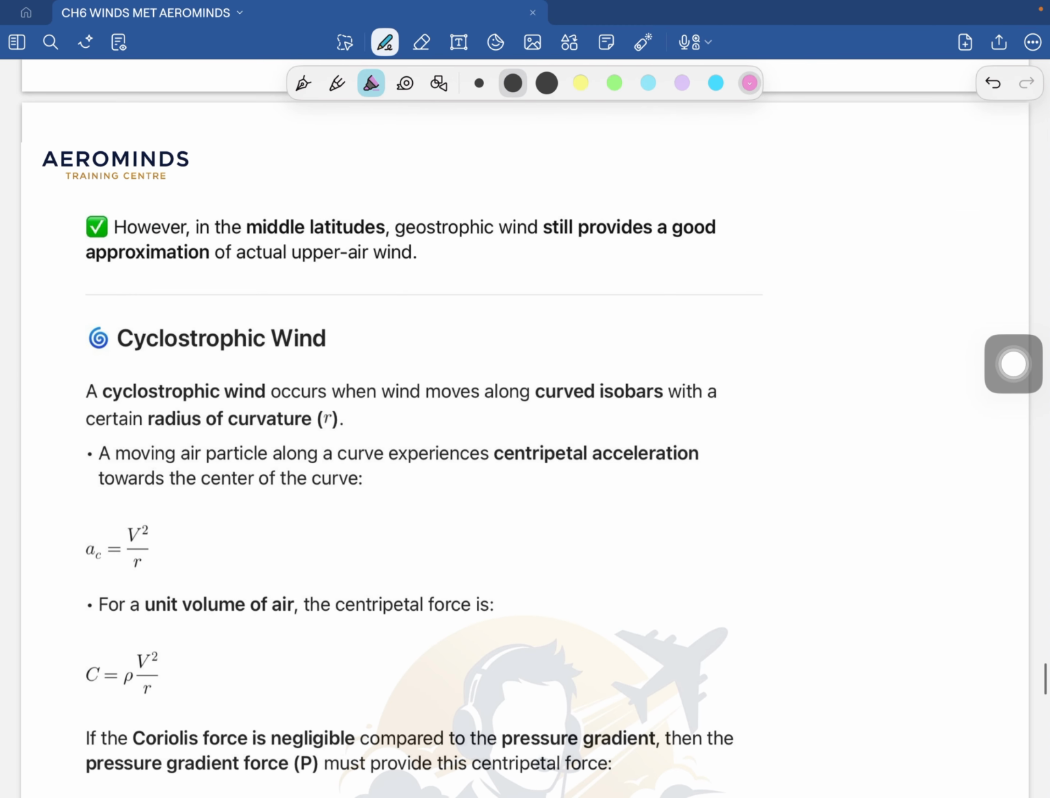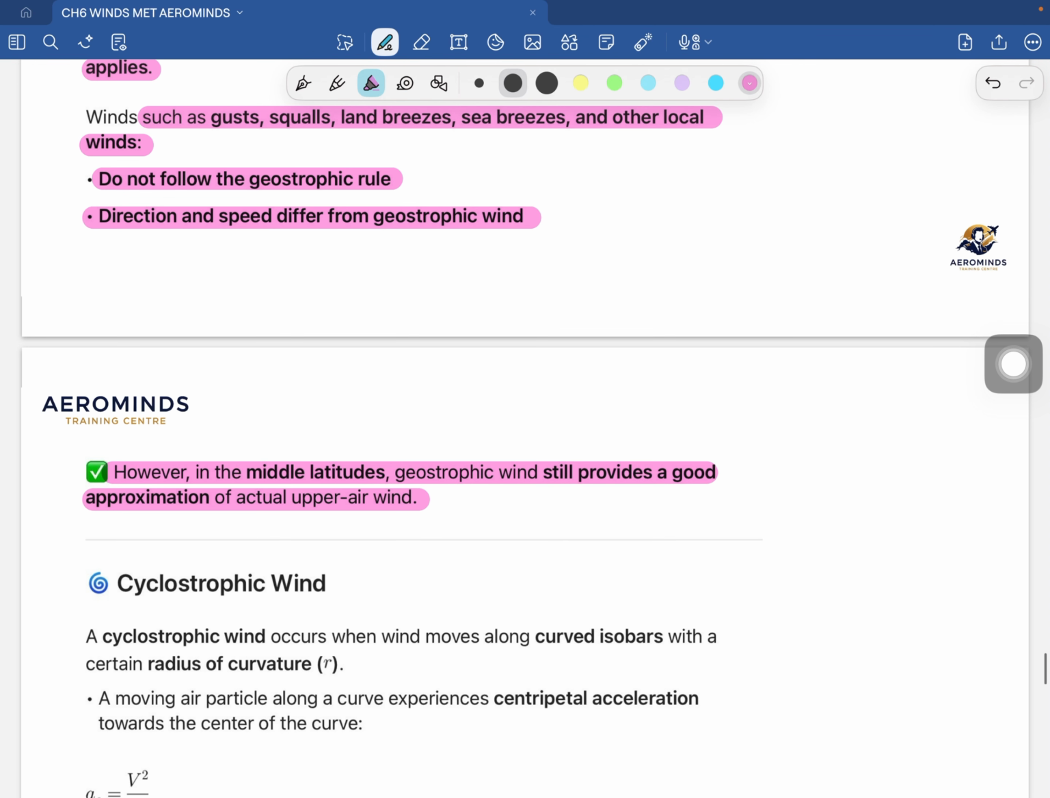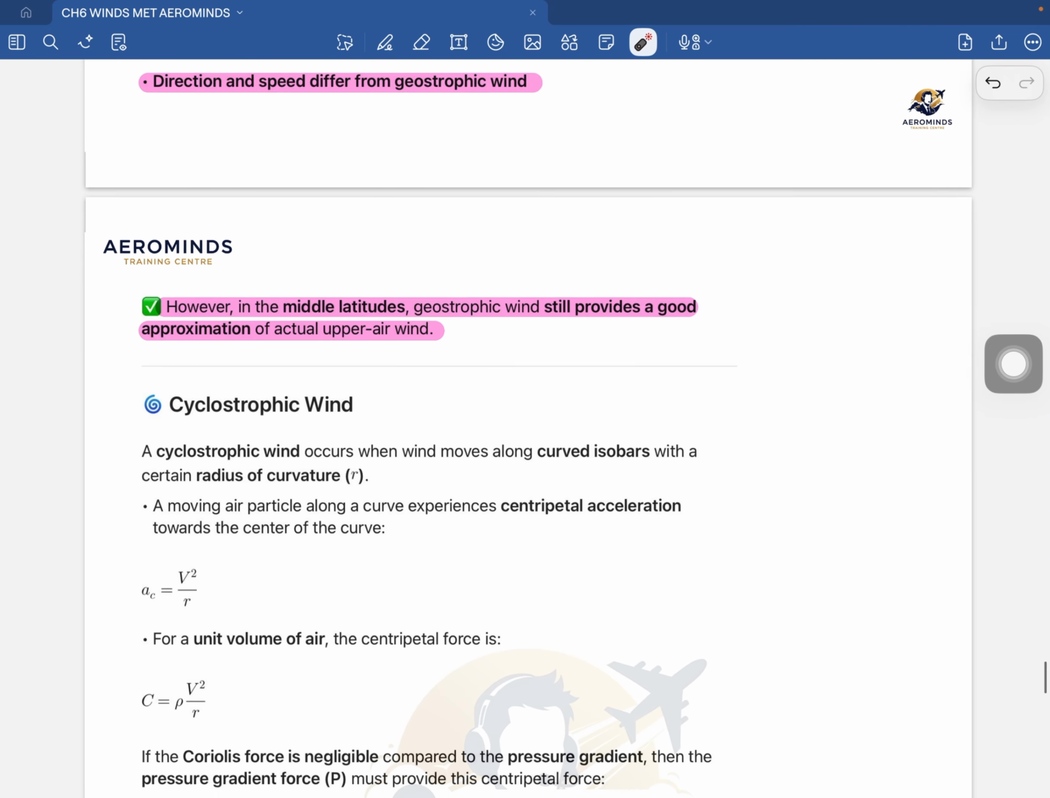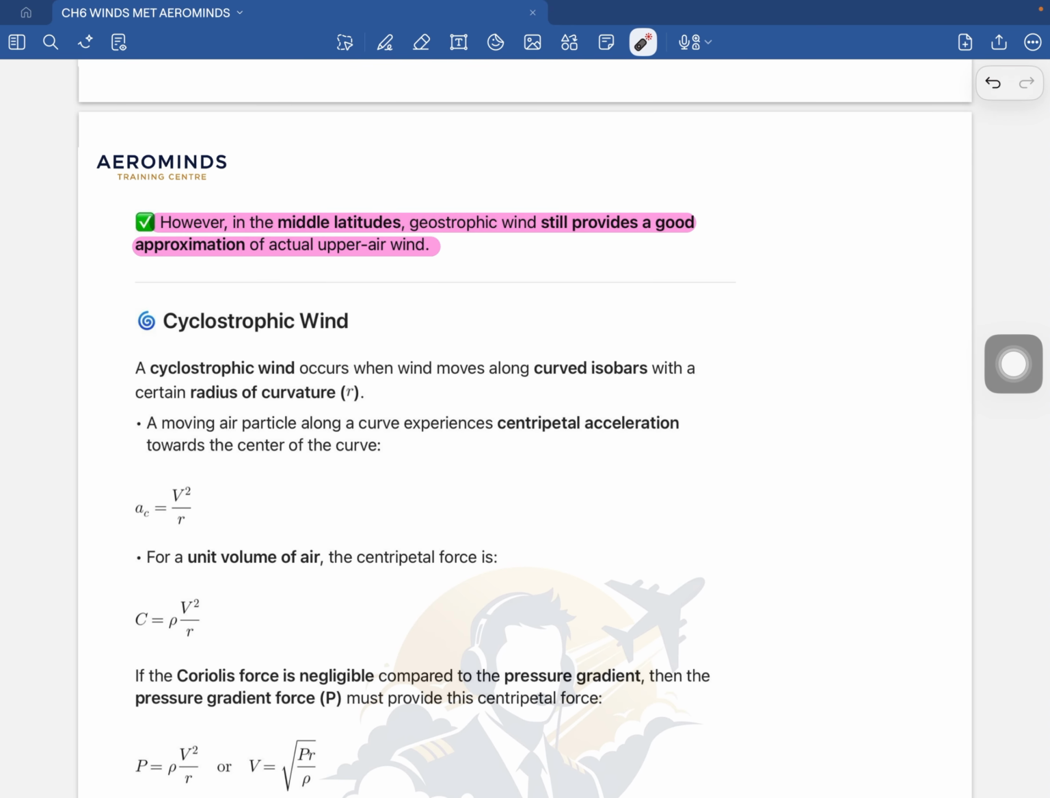So what happens? However, in the mid latitudes, geostrophic wind still provides a good approximation of the actual upper air wind. Got it? So, however, within all these limitations, in the mid latitudes, the geostrophic wind is actually the upper air wind. This is why the meteorologists still use it extensively. So, do not think it is useless. It is still useful, but only for the correct context.